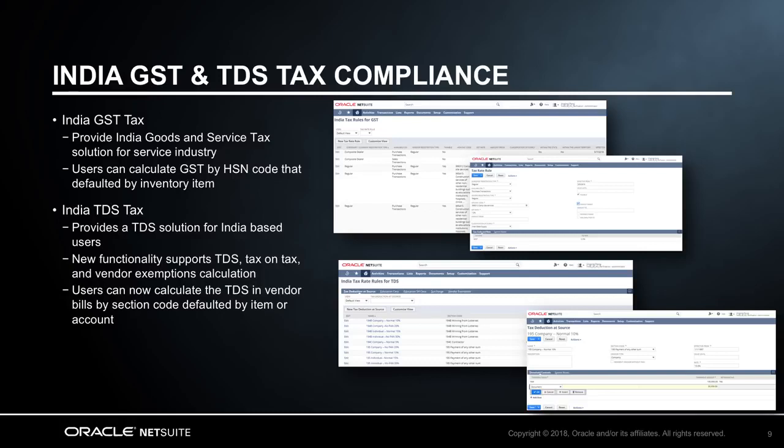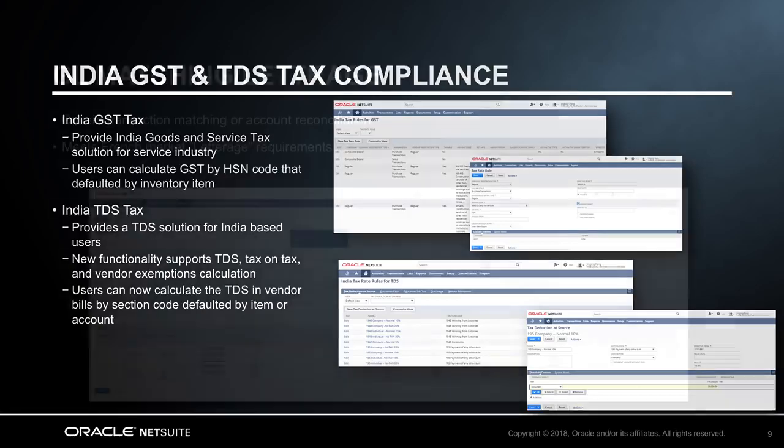India TDS, tax deducted at source, is a means of collecting income tax in India. In Release 18.2, NetSuite provides a TDS solution for India-based users. New functionality supports TDS, tax on tax, and vendor exemptions calculation. The user can now calculate the TDS in vendor bills by section code defaulted by item or account. This feature helps in the automation of Indian taxation statutory reporting.